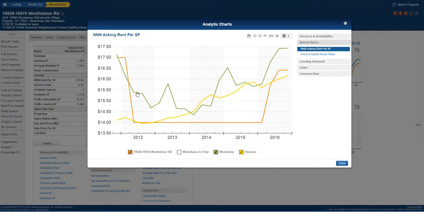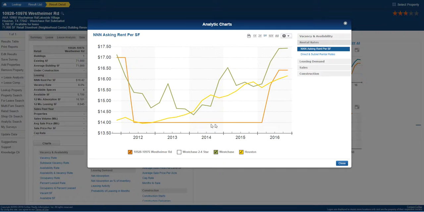So you can see that Houston was already below, with the average retail for Houston being at about $14 a foot at this time. West Chase was obviously priced a little bit more, and our property on Westheimer here was matching it accordingly. So 2012 happens, boom, big drop. They go from $17 a foot down to 14. That's very significant because they stayed there for years.